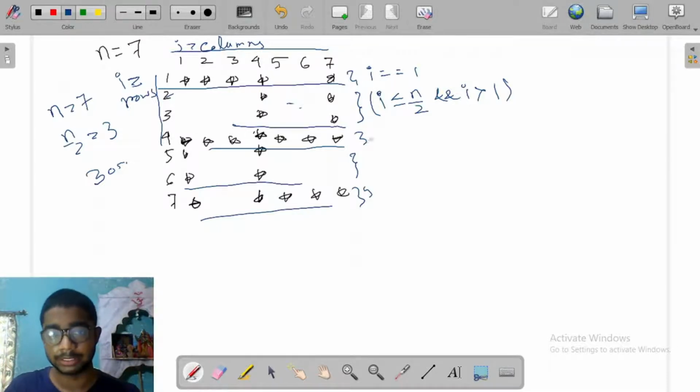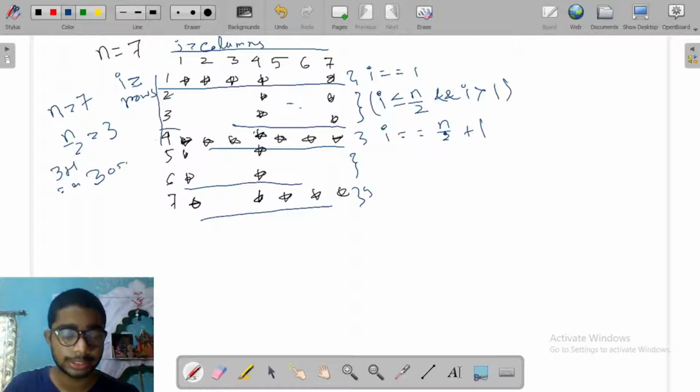This is part number 3. In part number 3, what are we doing here? When I is equal to n by 2 plus 1. See, n by 2 is 3, then 3 plus 1 means 4. Here you can see the value of I is 4. That's why when I is equal to n by 2 plus 1, then we are going to print this part.